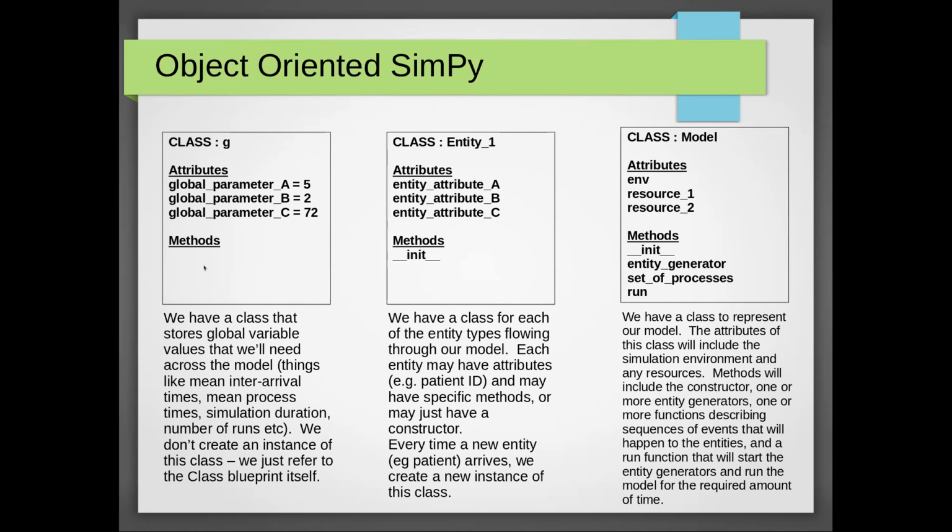So you've basically got a class G that will hold all of the global parameter values that you may need to access wherever you are in the model, but we're not going to create any instances. We're just going to refer to that class directly. It's like a little storeroom for our variable values.